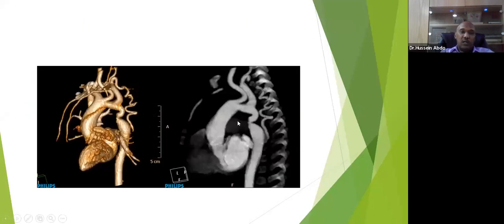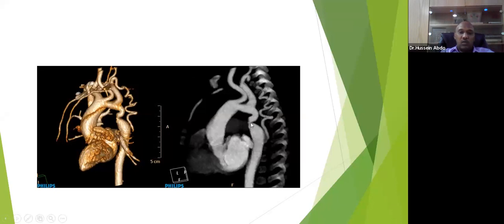This is how it appeared in the CT scan, and Dr. Bashir is the pioneer of CT angio. They can elaborate more on this, but usually this is how it appears in the CT angio. This is the aorta, the ascending aorta. This is the head and neck vessels. And this is the area of coarctation.